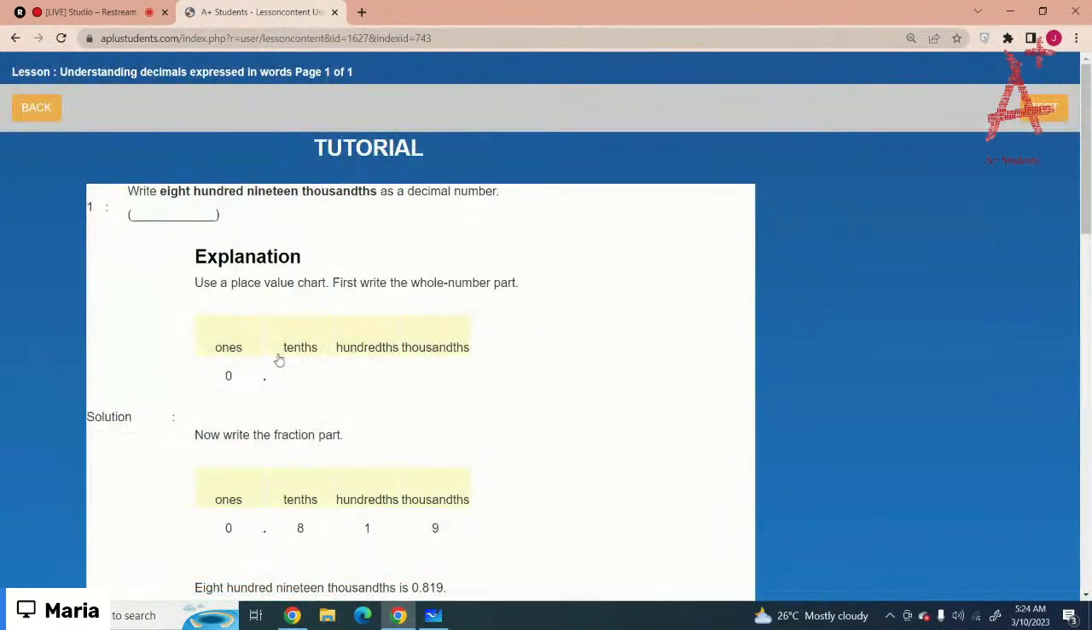Got it? Like the first one is write 819 thousandths as a decimal number. So basically it is a decimal. You have to understand how you can write them as decimals. So 819 thousandths. Got it? That means you have 8 tenths and 19 thousandths. So that represents 819 thousandths.